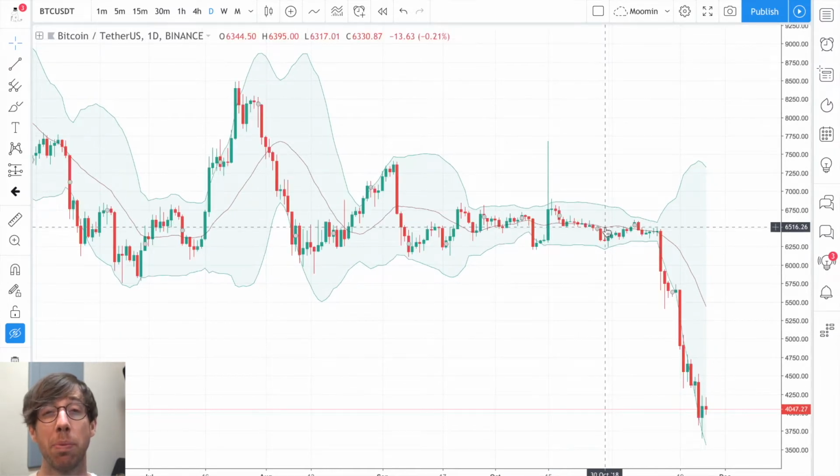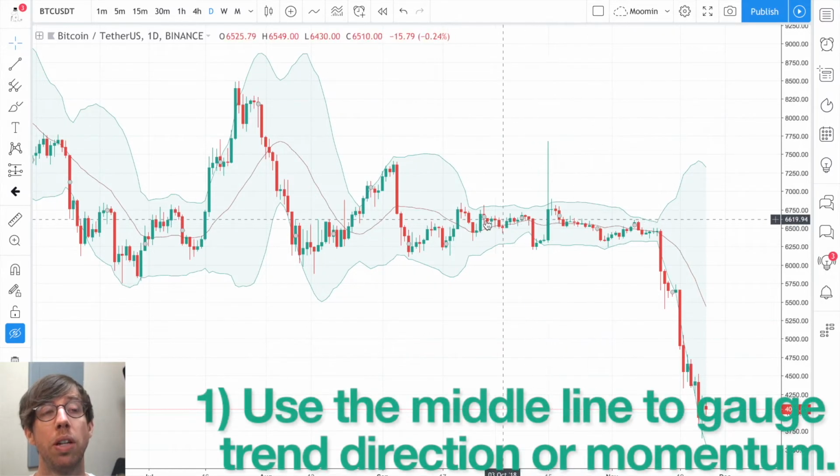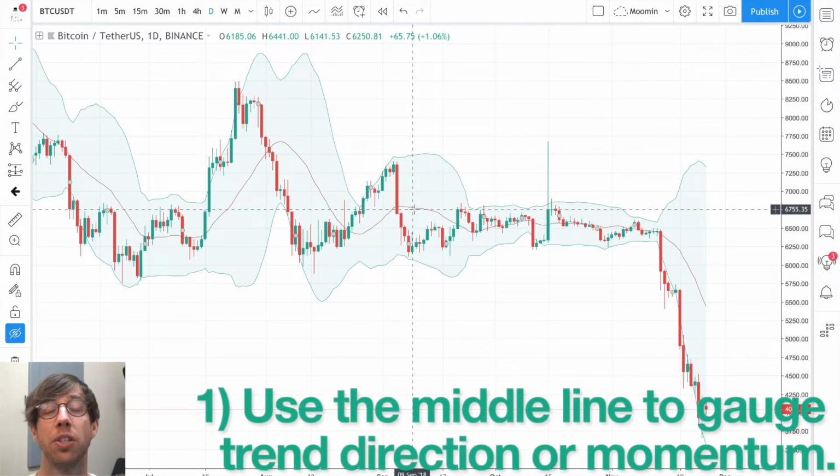This is the first tip I have for you on using the Bollinger Bands. Use this middle 20-period moving average to gauge the trend, direction, or the momentum of the chart.